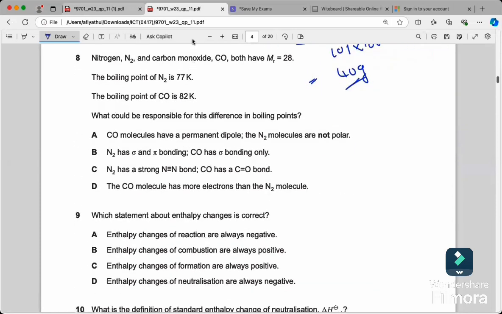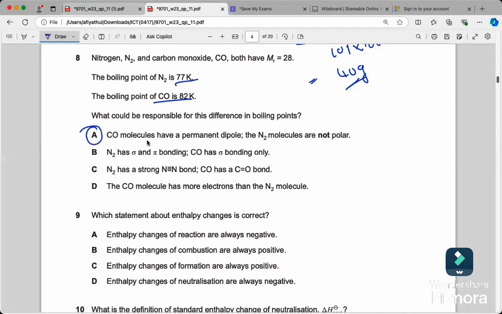Nitrogen and carbon monoxide both have an Mr value of 28. The boiling point of N2 is 77 K and the boiling point of CO is 82 K. What could be responsible for this difference in boiling points? CO molecules have a permanent dipole and N2 molecules are not polar. Absolutely. So option A should be correct.